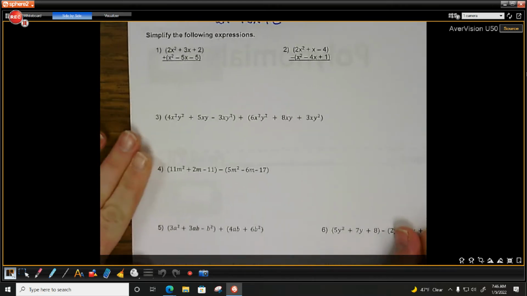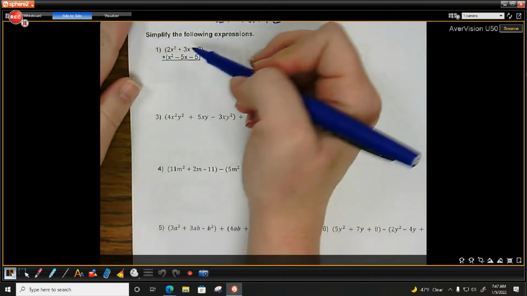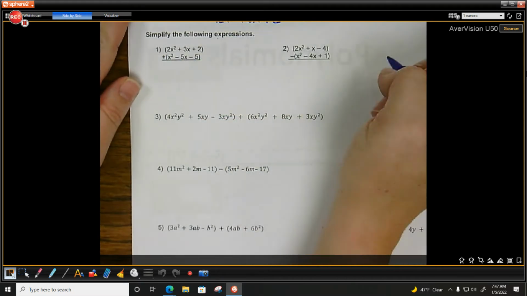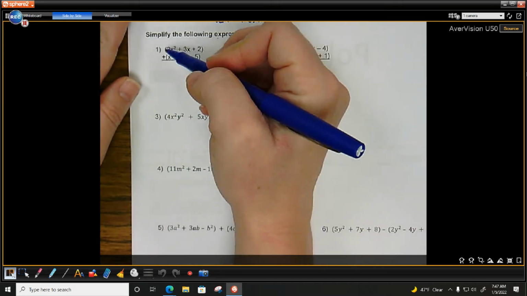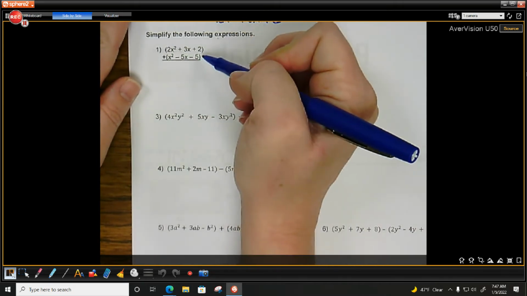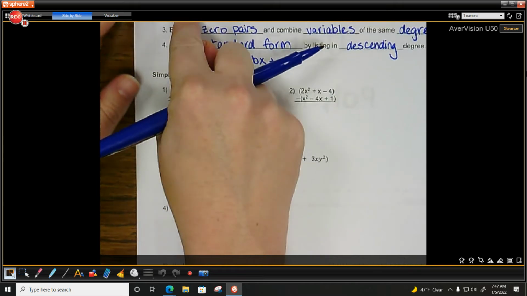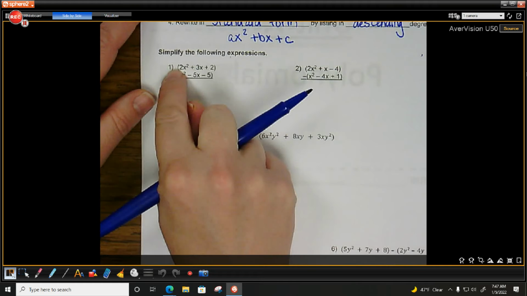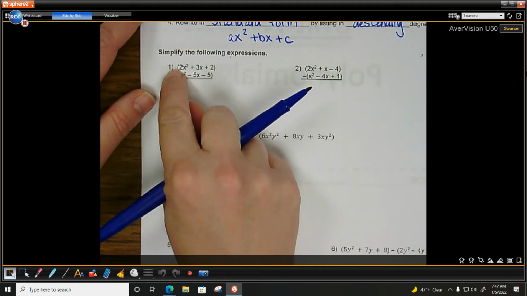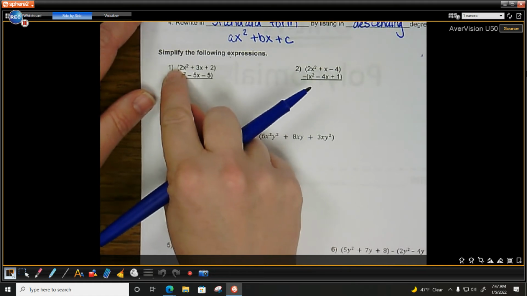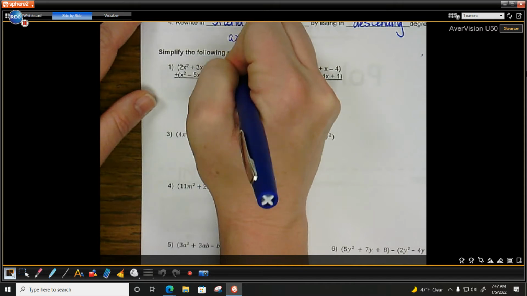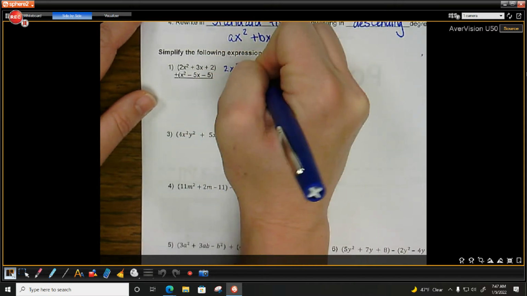Okay, so simplify the following expressions. I have a polynomial plus another polynomial. Again, I can't just start adding them because my first polynomial is in parentheses, my second polynomial is in parentheses. The first step says eliminate the parentheses by distribution. So this first one, is there anything in front of the parentheses to distribute? No. So is there any reason to really even have the parentheses? No. So I don't have to distribute. I'm just going to rewrite it with no parentheses. So 2x squared plus 3x plus 2.